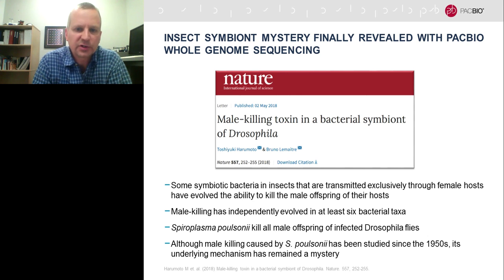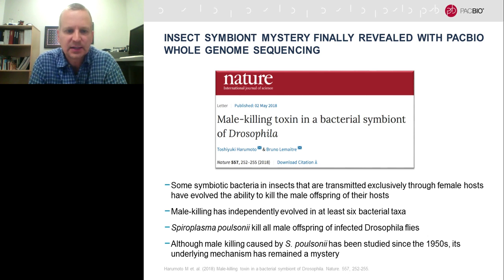looking at bacteria that were specifically killing male fly species. And of course, this has a significance in our attempts to control insect pests like mosquitoes, for example, Zika virus-carrying Aedes aegypti and so forth. In this paper, there was a long-standing mystery of how these bacteria could just kill the male offspring, but not the females. This type of male-killing capability had independently evolved in at least 6 bacterial taxa. There's one example of this Spiroplasma that kills all the male offspring in infected Drosophila flies.